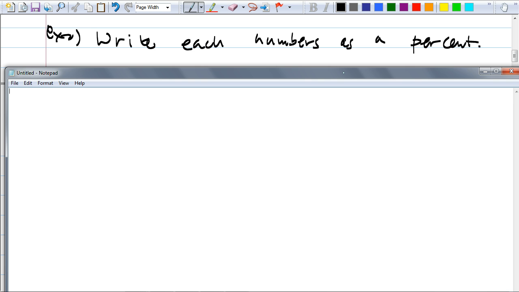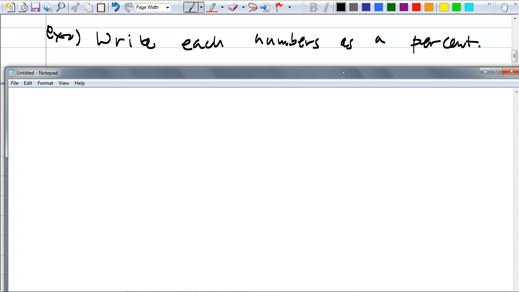Now, let's go on to the second example. Now we're going to do the reverse. We're going to give you a number, and you're going to write it as a percent. Numbers like 1/4. What would that be as a percent? 25%. Numbers like 1/2, 1 over 2. What's that in percent? Numbers like 1. What's that in percent? 100%. What about 2? That's 200%. Those are easy, right?